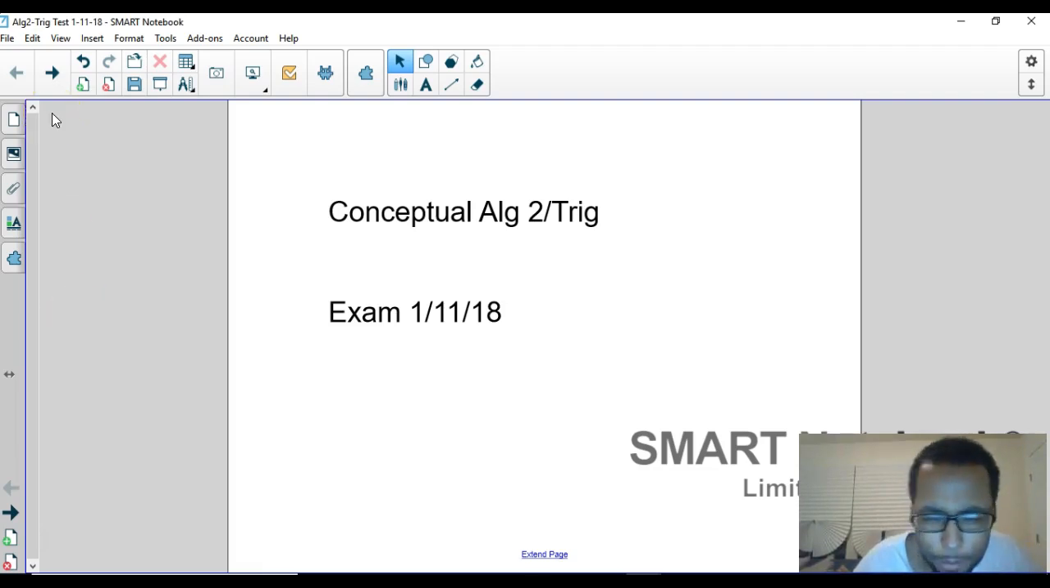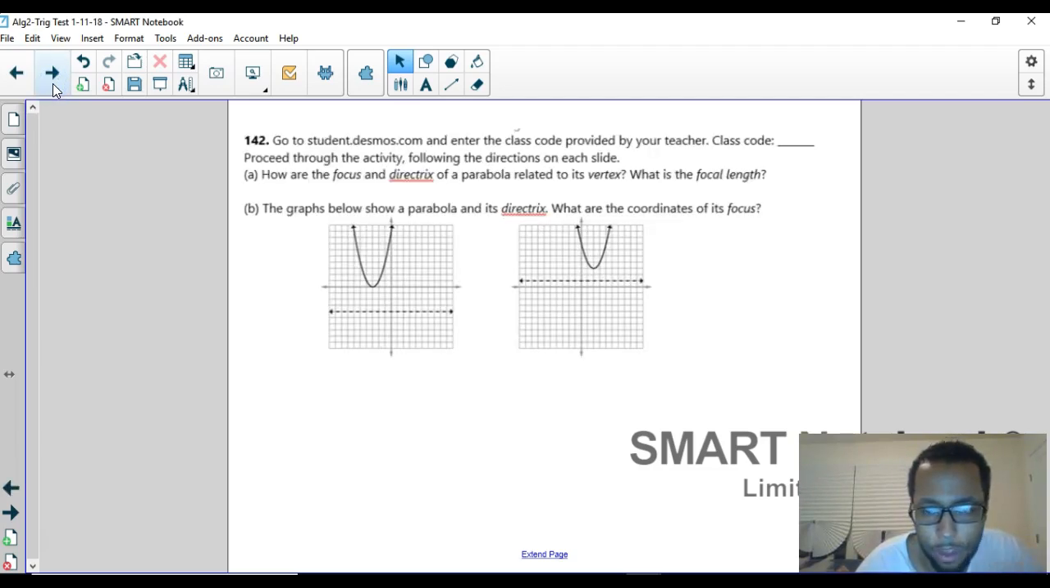Now, like in the past, I would go over every single question, but we really have three main topics. So instead of going through every single question, I'm going to go over these three main topics. And again, if you have any questions or concerns, just email myself or Mr. Palacios, okay? All right. So the first question we talked about was question 142.